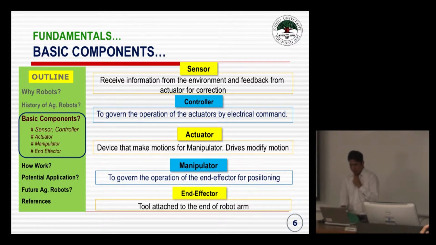What is the function of the defined components of robots? The sensor receives information, as I told before, and the controller governs the operation of the actuator by electrical command. And then the actuator is a device that makes motions for the manipulator, and there is a drive near the actuator that modifies the motion.